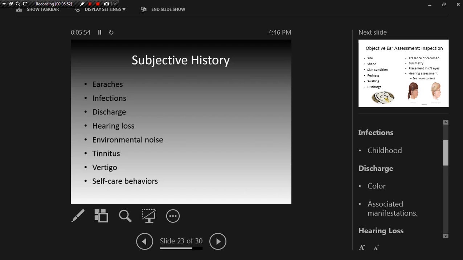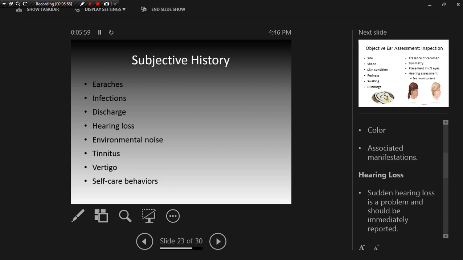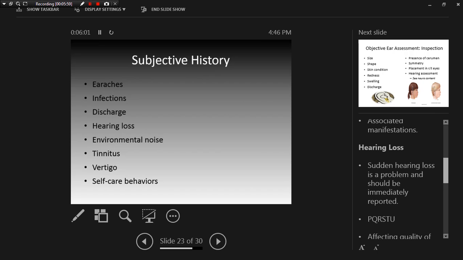Hearing loss. Is it sudden in onset, which is a problem? We might speculate a lesion, a tumor. Is it a gradual progressive hearing loss with somebody who has presbycusis? Is it related to environmental noise, things that they're doing with their job? Do they work construction around loud noises all day long? Is it some of the hobbies that they participate in? Concerts? Is it the music they listen to through their headsets, their earphones?